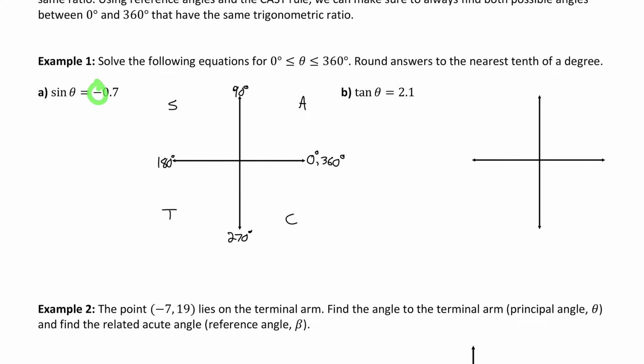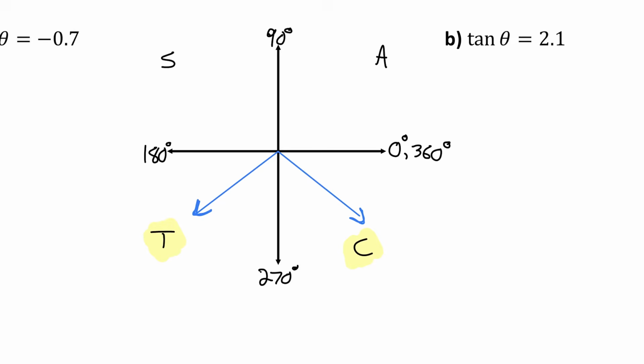If the sine ratio is negative, well, where are sine ratios negative? They're negative in quadrants 3 and 4. That's because y-coordinates are negative in those two quadrants. So I know I have to draw a terminal arm in both of those quadrants. And the relationship between those two terminal arms is that they're going to have the exact same reference angle. They're both going to have the same beta, the same reference angle. The reason why I know they're going to have the same reference angle is because they're both going to intersect the unit circle at the exact same y-coordinate so that they have the same sine ratio.